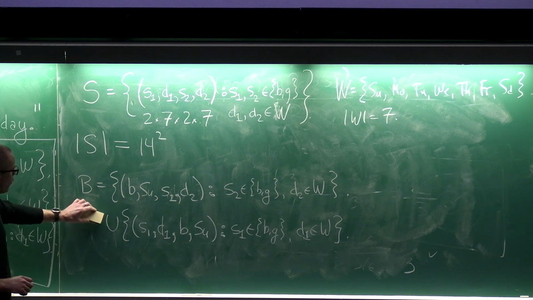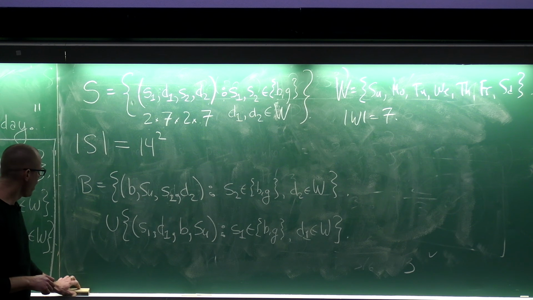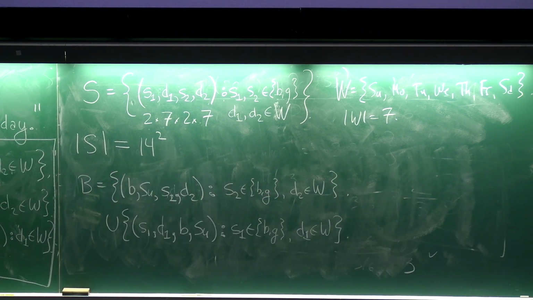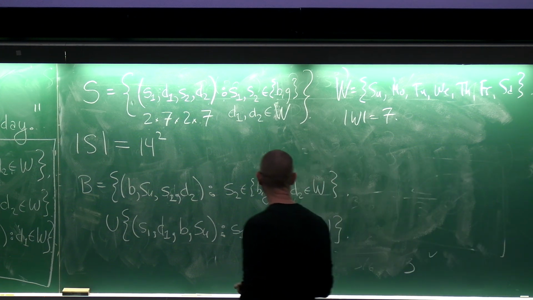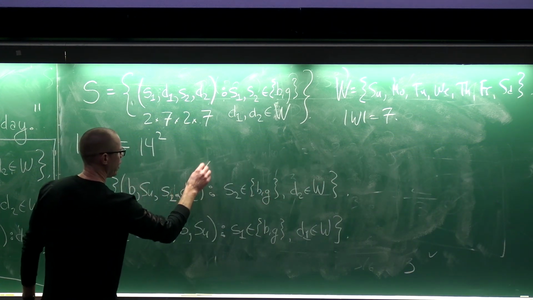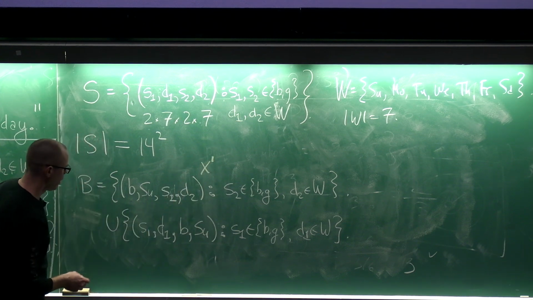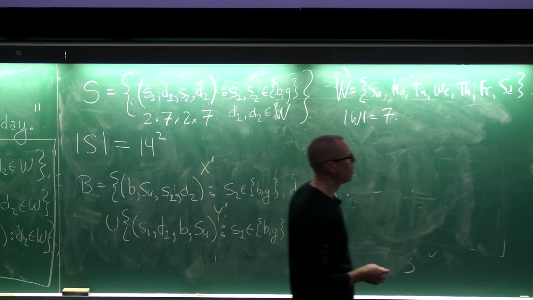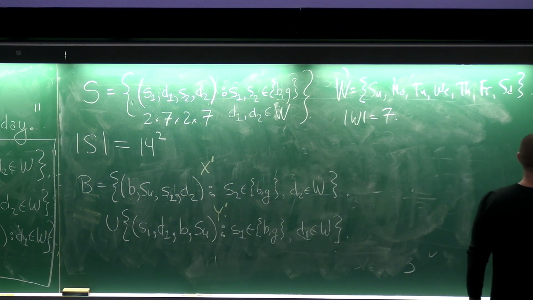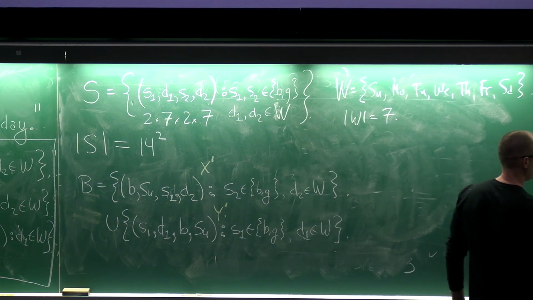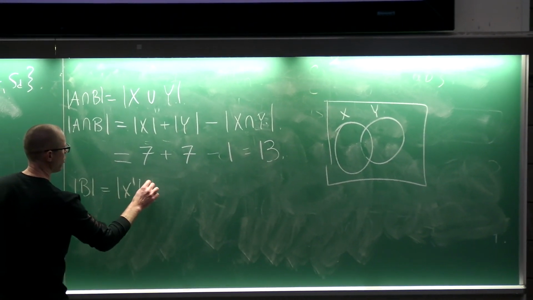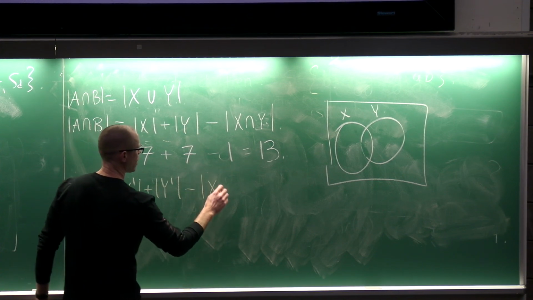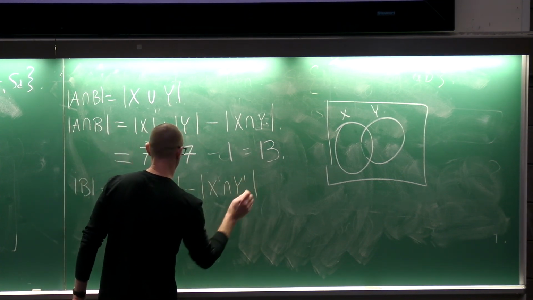So let's check the size of B. And B is, again, the union of two sets. Let's call this set X prime. Let's call this set Y prime. So the size of B is equal to the size of X prime plus the size of Y prime minus the size of X prime intersect Y prime.